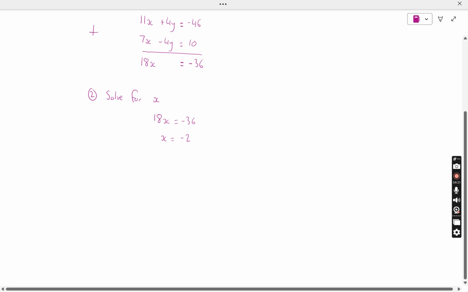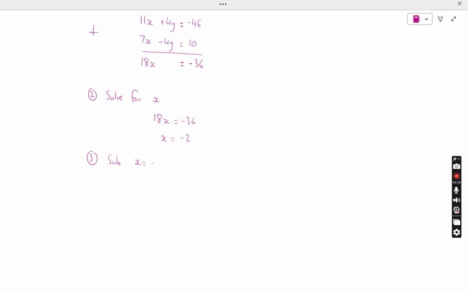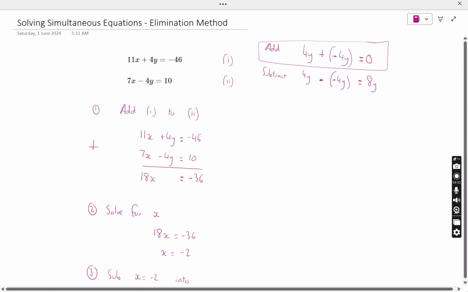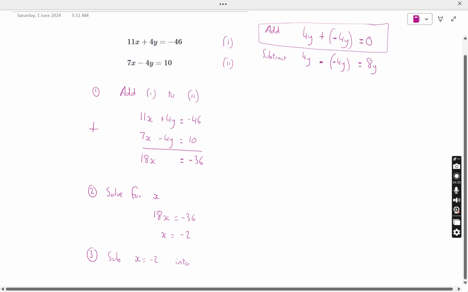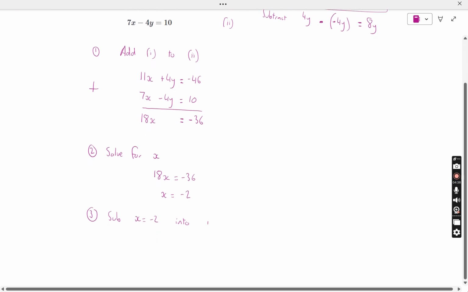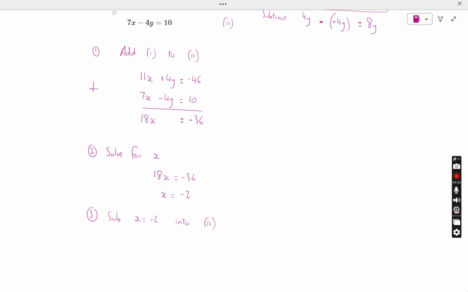Okay, next step, part 3, we're going to sub x equals negative 2 into, you can choose either equation 1 or equation 2. I'm just going to choose equation 2. So into equation 2. This means anytime you see an x in equation 2, you're going to put a negative 2 instead. So I'm going to have 7 outside of not x, but negative 2, so negative 2, minus 4y equals 10.